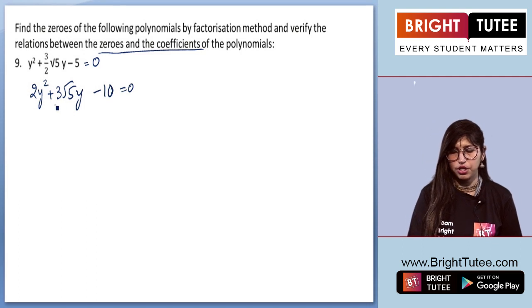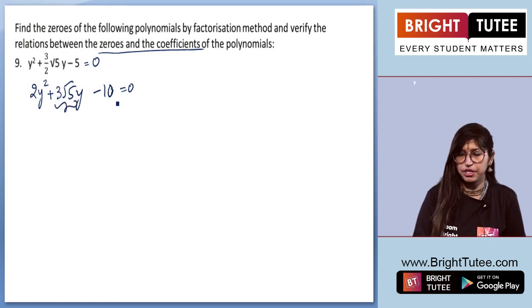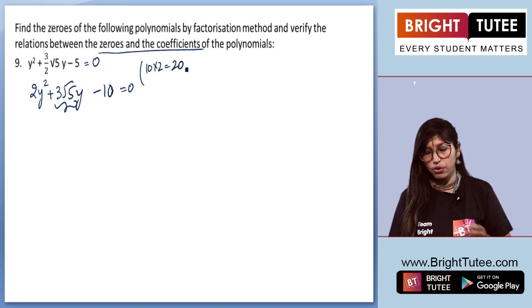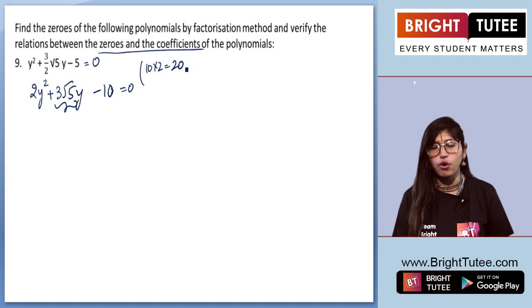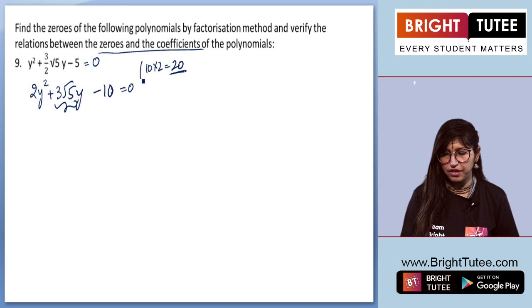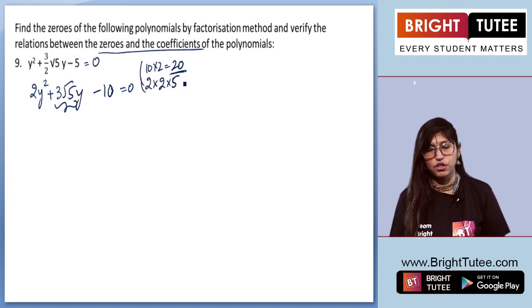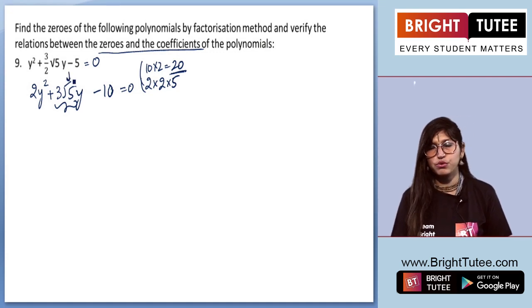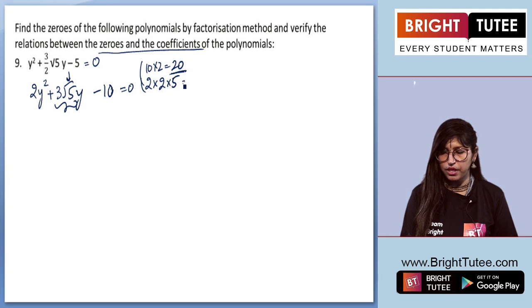Now over here, we need to split this term and we need a number which is 10 times 2, which is 20. So we will be going ahead with the factors of this 20, or we will be breaking this 20 in different prime factors. So what do we get? 2 times 2 times 5. But since I need square root 5, we can go ahead with 2 times root 5 times root 5.